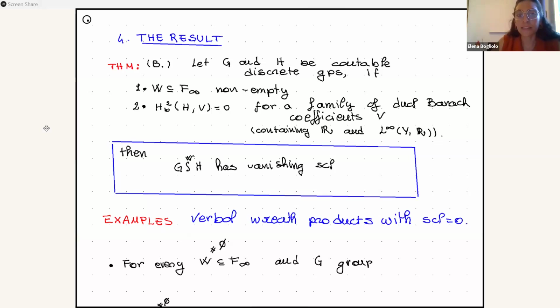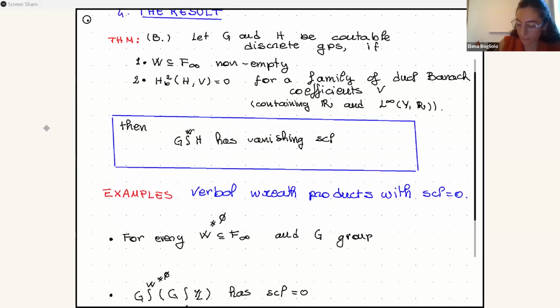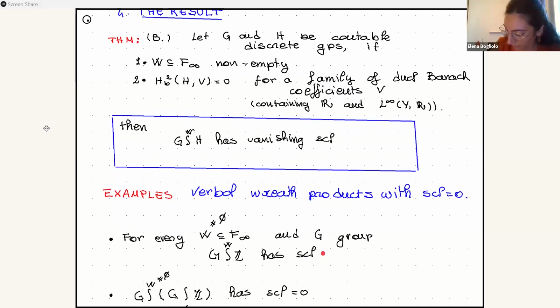Okay, so with this result, we can find new examples of groups that have a vanishing stable commutator length. So for example, this allows, as an example, every group of this form, G verbal wreath product with Z. This has a stable commutator length equal to 0. This is because Z is amenable because it's abelian, and so in particular it has vanishing second bounded cohomology, so it satisfies the hypothesis.